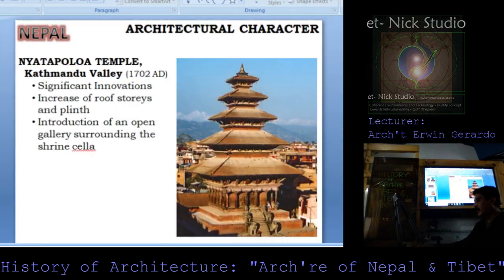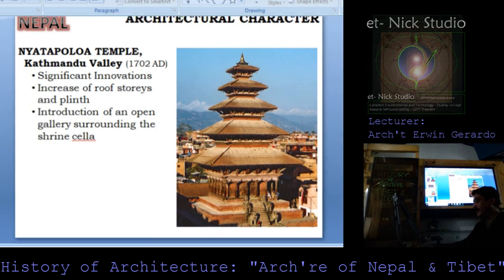Nepal, its architectural character. Nyatapola temple, Kathmandu Valley. The year is 1702 Anno Domini. Significant innovations include an increase of stories and plinth, and the introduction of an open gallery surrounding the shrine, the sela. So when you say sela, this is found at the very center where the god is actually being depicted by the temple.